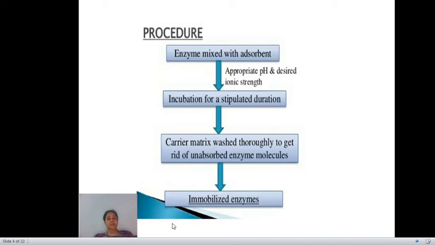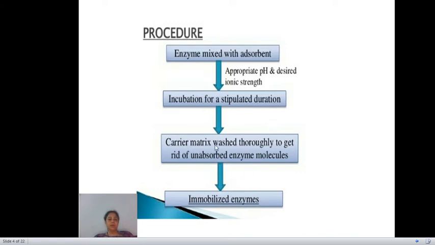So what is the procedure? You take the enzyme and you mix it with adsorbent. What is this adsorbent? It is basically a carrier molecule to which the enzyme will be attached, or it will be enclosed in a matrix made up of this particular material. So which conditions are needed? There has to be appropriate pH and a particular ionic strength. Under these conditions you mix the enzyme with adsorbent and then you incubate for a particular period of time.